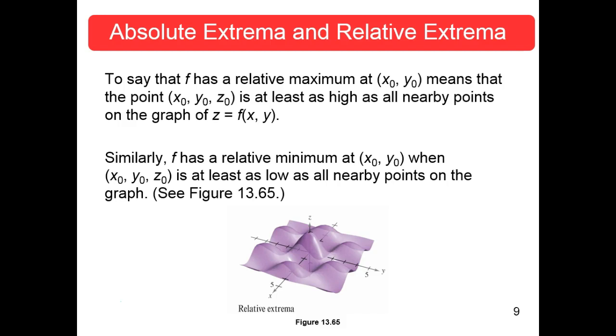Now, to say that f has a relative maximum at x0, y0 means that the point x0, y0, z0, which is the value at that point, is at least as high as all nearby points. Oh, isn't that a weasel word? Nearby points on the graph of z equals f of xy. Similarly, f has a relative minimum at x0, y0 when x0, y0, z0 is at least as low as all nearby points on the graph.